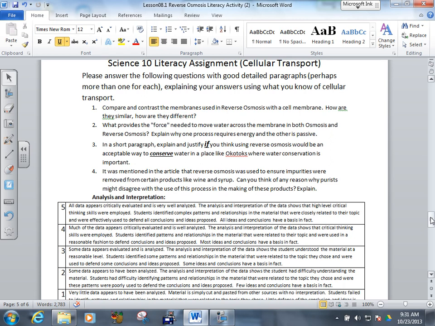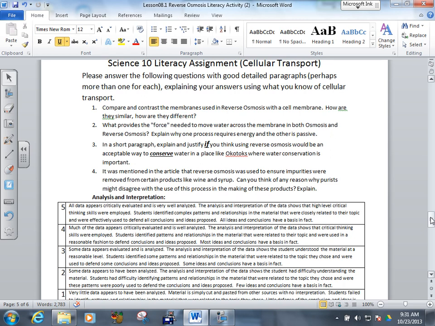In a short paragraph, explain and justify if you think using reverse osmosis would be an acceptable way to conserve water in a place like Okotoks where water conservation is important. Clean water is obviously important, but are there ways we could get water that's safe to drink without using reverse osmosis? Which one would be a more efficient use or produce less wastewater?